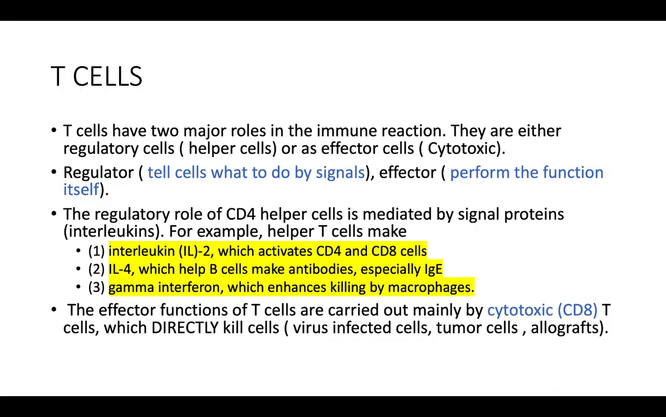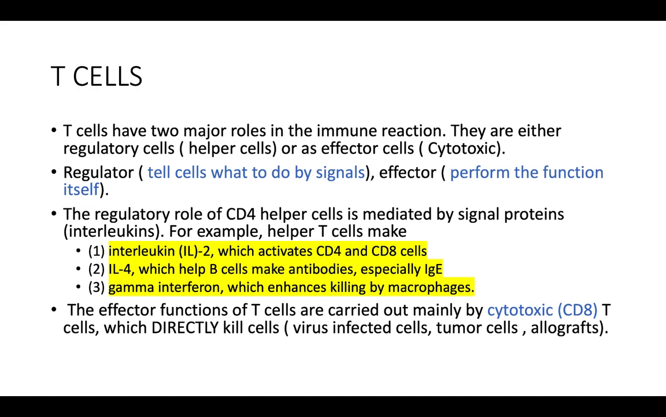هلا نحكي عن T cells. T cells have two major roles in the immune function, هم regulatory as helper cells or as effector, هم cytotoxic T cell. Regulator, so it tells others by means of signals, هم interleukins, or effector as a CD8 cell. So the regulatory role of the CD4 cell is mediated by signal proteins, هم interleukins, MHC2, which activates itself, and CD8 cells, and B cells to make antibodies, gamma interferon to enhance macrophages.